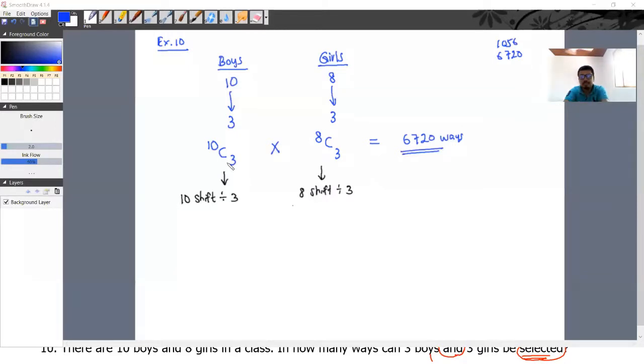10C3 means 10 into 9 into 8 into 7 into 6 into 5 into 4. There are no other options, right? 10 into 9 into 8 into 7 into 6 into 5 into 4, cancel. 8C3 means 8 into 7 into 6 into 5 into 4. Right? No other options.